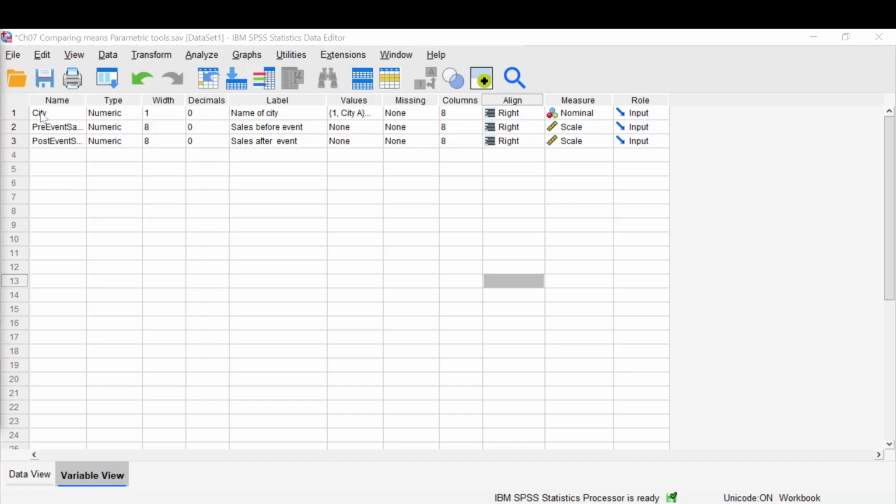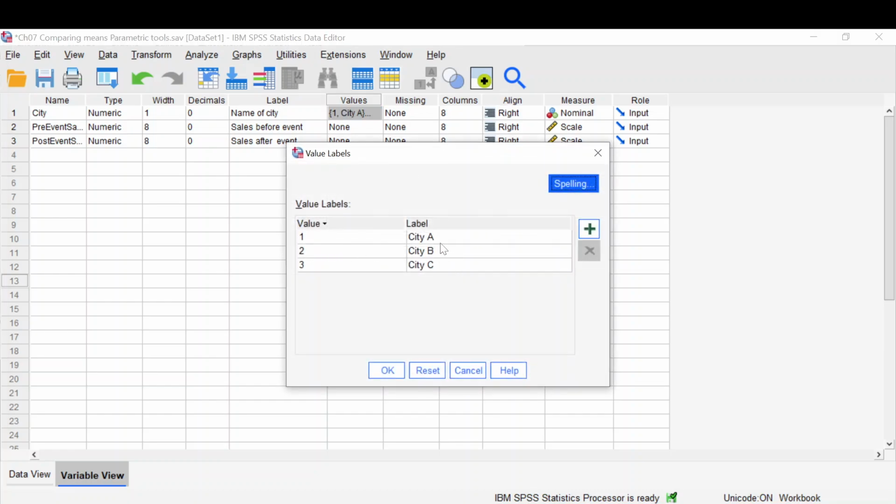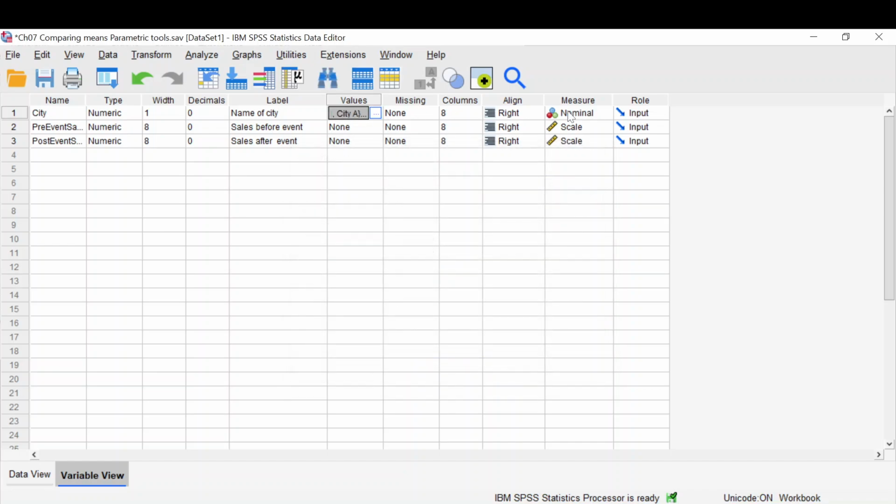If we go to our variable view, you can see that there were three variables in this data set that we're using in our example. Our first one is city, and city has been labeled name of city, and it includes our three values, city A, city B, and city C, labeled as 1, 2, and 3. So we press OK on that. We make sure that our measurement is accurate here. Nominal makes sense. A isn't better than B, for example. We're just labeling A as 1, B is 2, and C is 3.